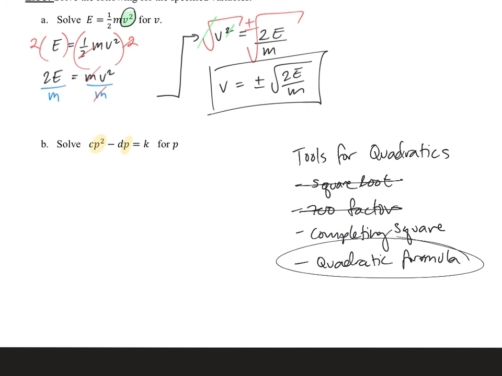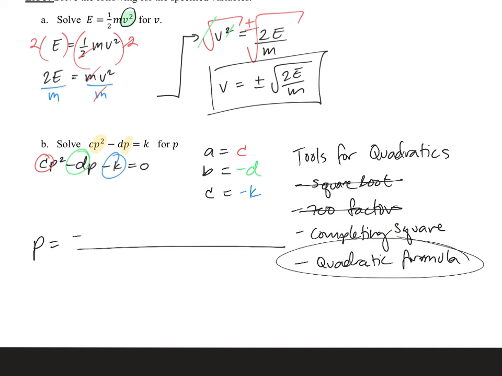So to do that, we need to get this equal to 0. And my a, b, and c values, let's go ahead and list them out. So c is my a. B is negative d. This is kind of weird because all the variables are flying around. And c is negative k. All right, I got to keep this straight. So what are we solving for, x or p? We're solving for p, so careful. When you set up the quadratic formula, you need to say p equals.